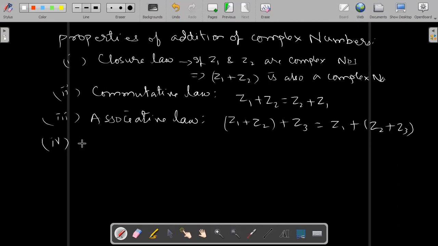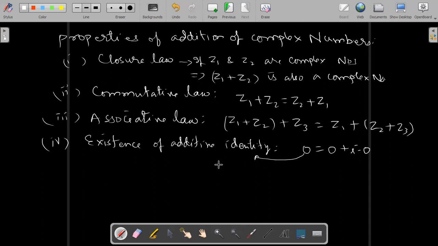Then fourth is existence of identity. Identity is a unique element in every set which, when added to any number, will not change the number. That is called additive identity. Like additive identity is zero in other numbers, here also the additive identity is the zero complex number, 0 plus iota 0. This is called additive identity.